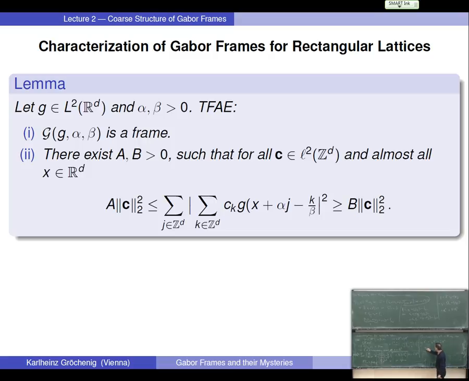Now we have to look at some c_kl. So modulations by multiples of 1 over alpha, and then we have translations by multiples of k over beta. This linear combination has a 2 norm that's equivalent to the 2 norm of the coefficients. Now I write it explicitly in terms of coefficients. So the L2 norm of this, I should do it in dimension 1.